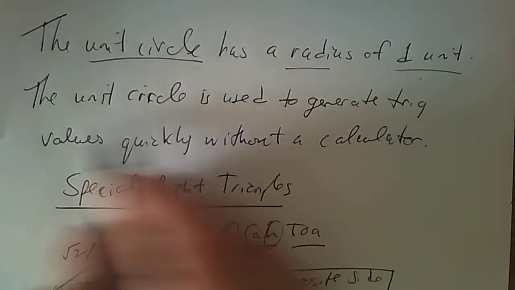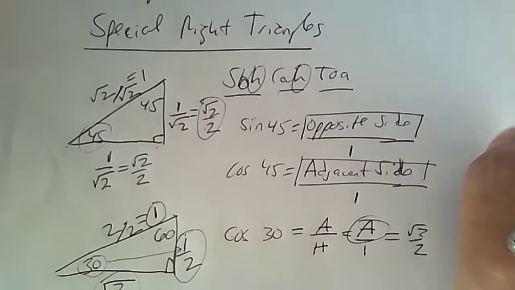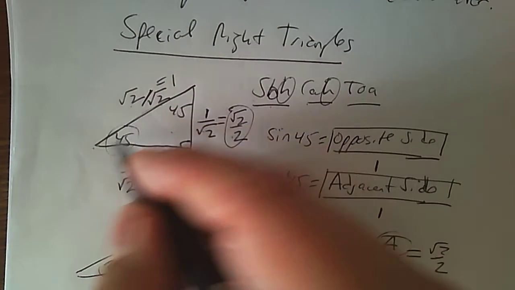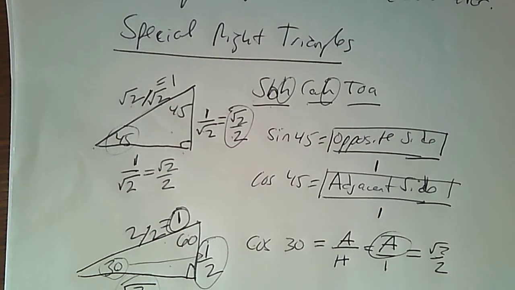A unit circle has a radius of 1 unit. The unit circle is used to generate trig values quickly without a calculator. And we get these numbers from special right triangles. And there's 2 of them. And from these 2 triangles, we're changing the hypotenuse to 1. And you're going to see that soon when we do our unit circle.